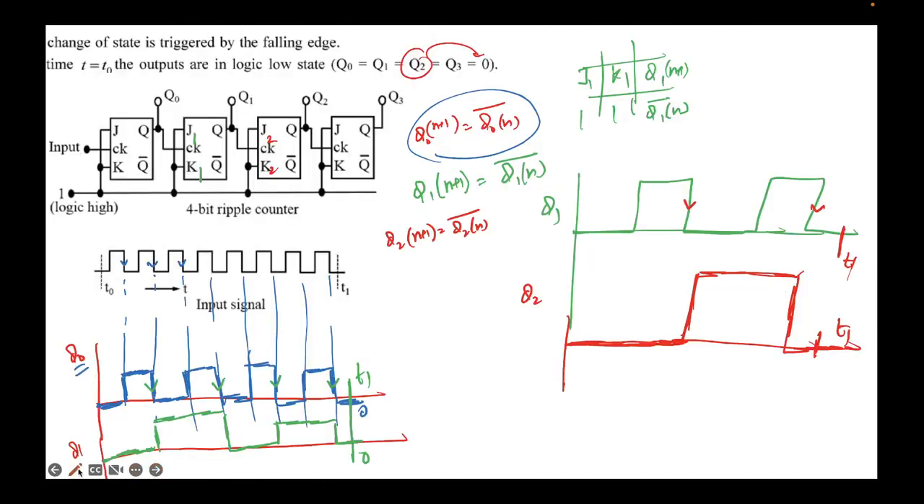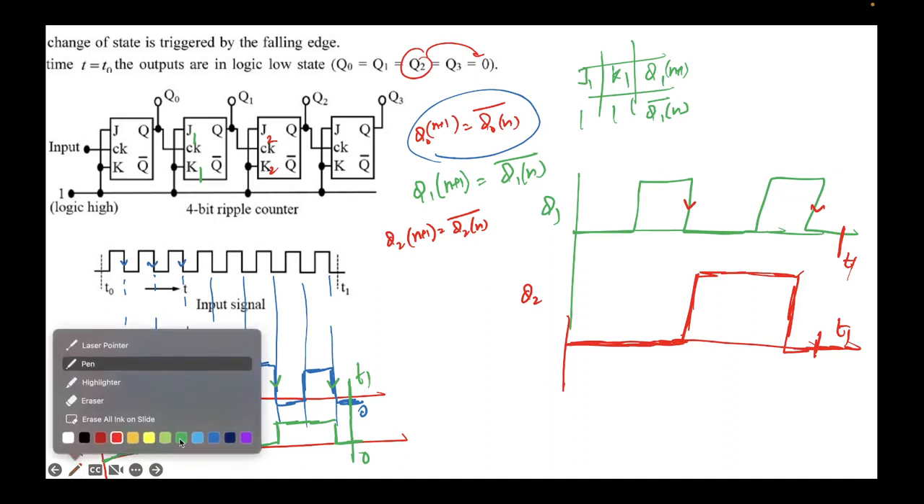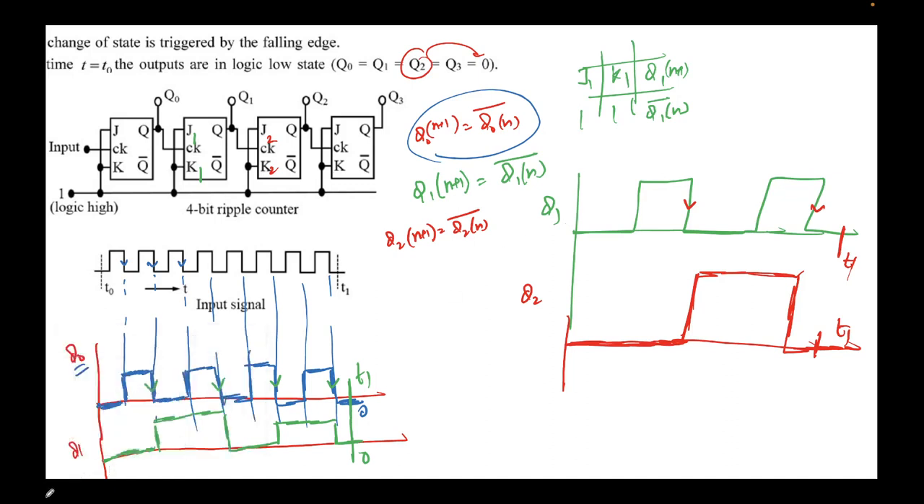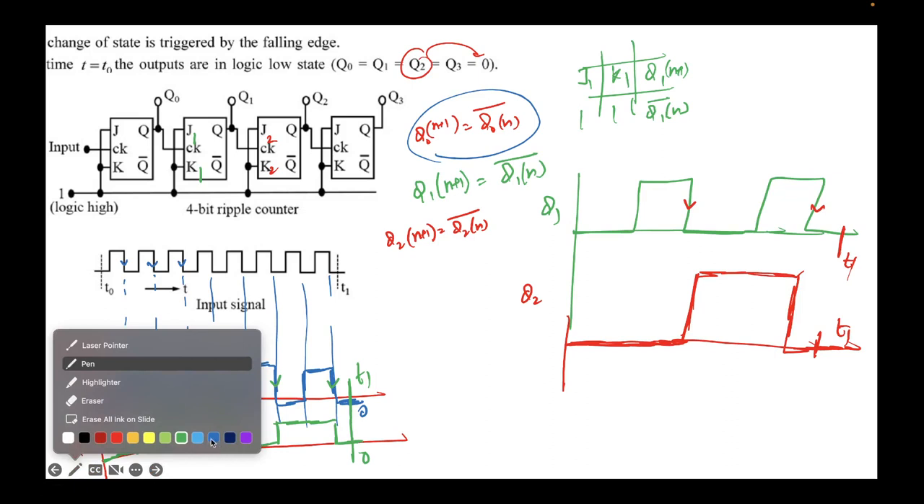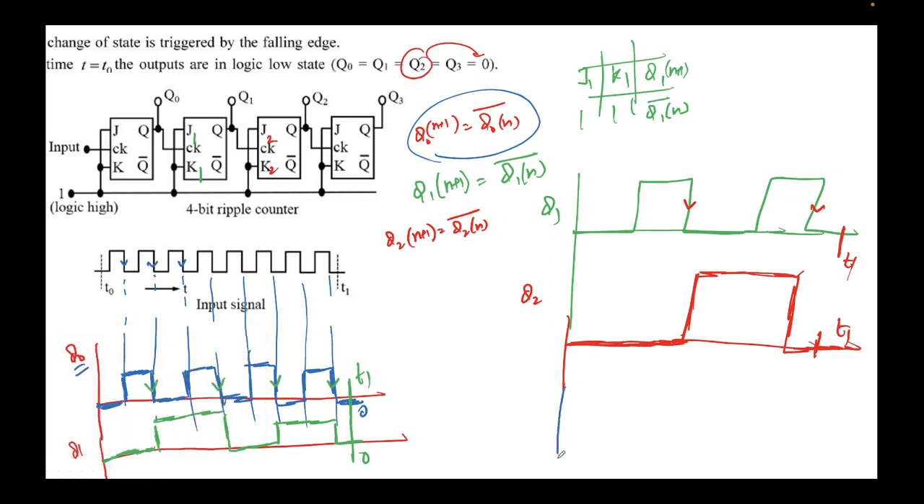Now let's complete the final part. In the final part, I'll take the blue pen again. The final part is Q3. Again, Q3 is a JK flip-flop, right? So again, with both inputs 1, this means it will toggle. So I can write Q3(n+1) will be nothing but Q3n bar.